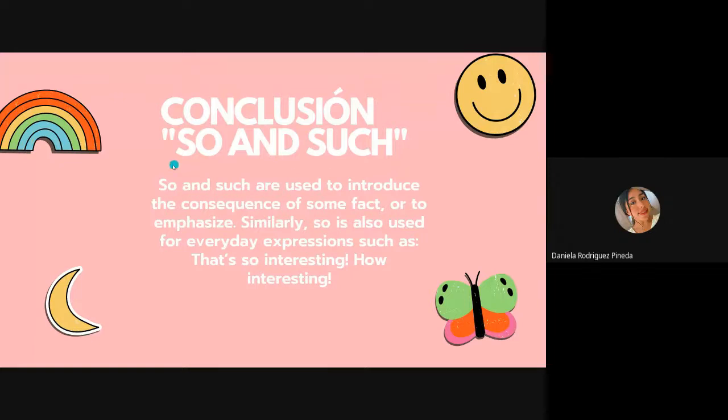Okay, for the conclusion of so and such: they are used to introduce the consequence of some fact or to emphasize. Similarly, so is also used in everyday expressions, such as that is so interesting, how interesting.